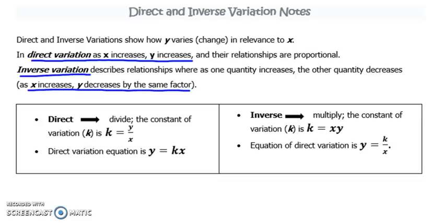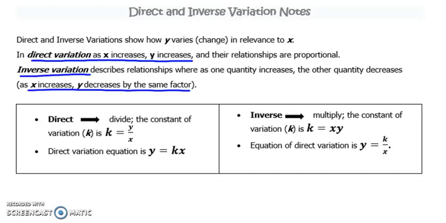Now, just some little notes at the bottom to remind you. A direct variation, we divide to find the constant. K is equal to y divided by x. Where in an inverse variation, we multiply to find the constant. K is equal to x times y.